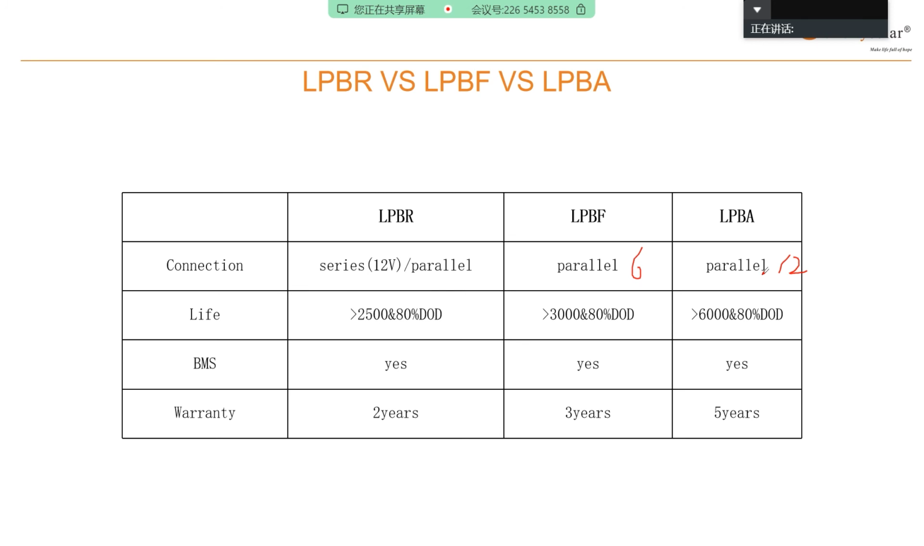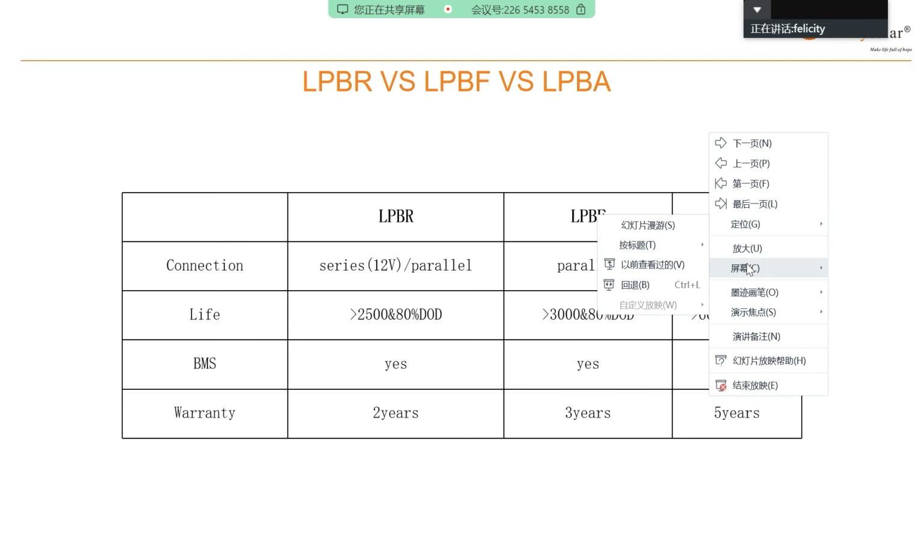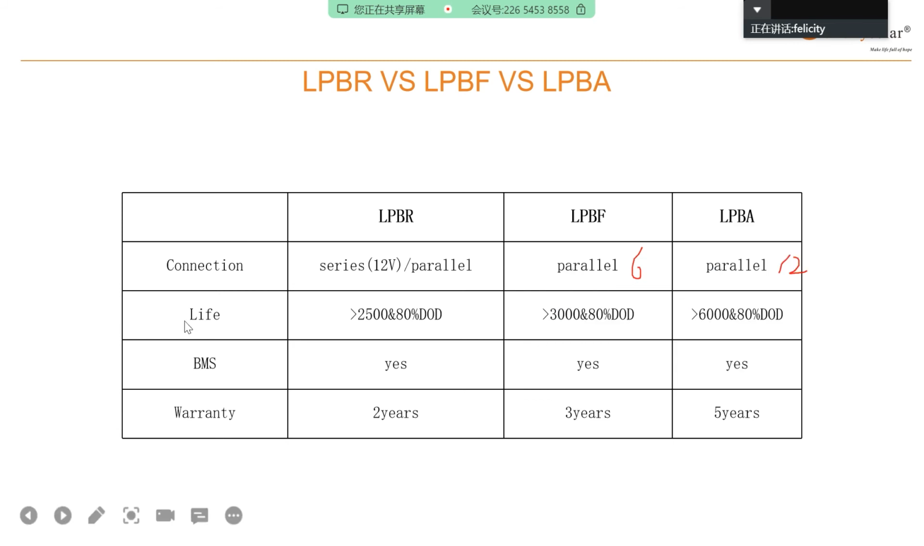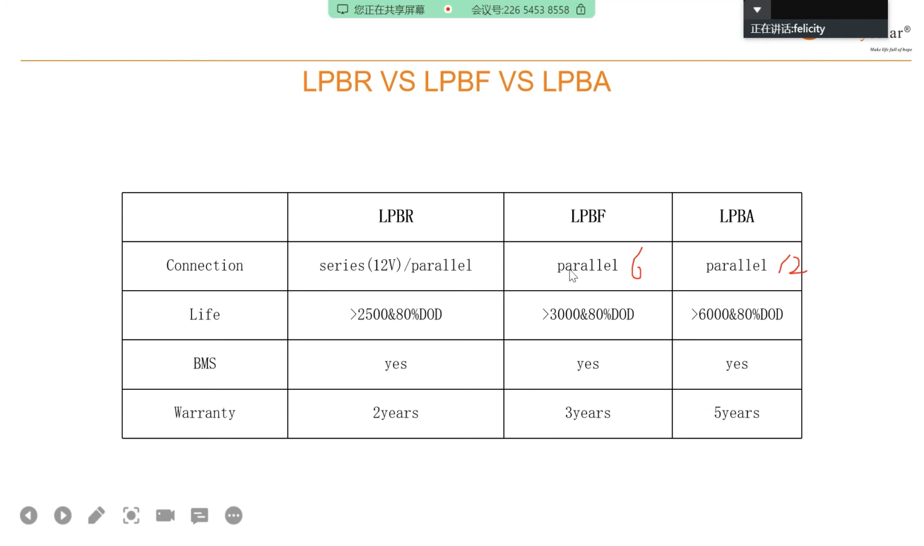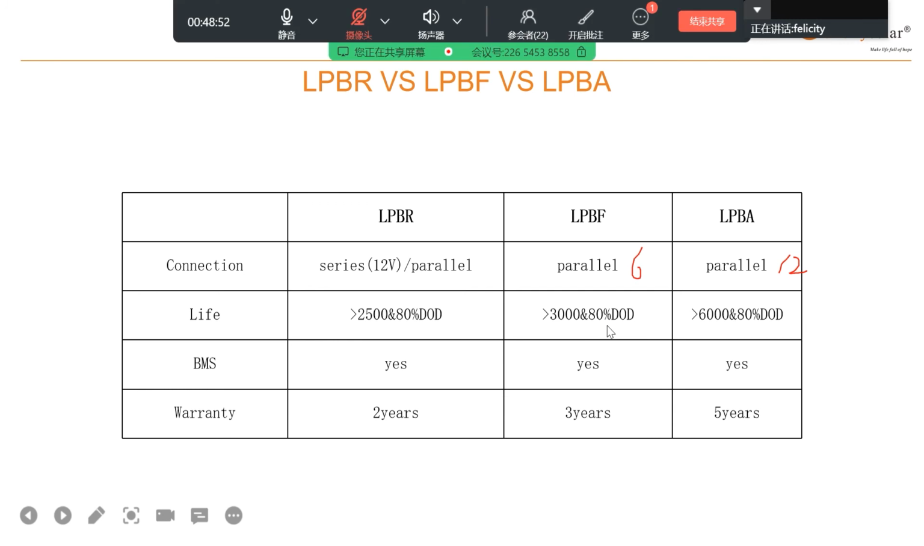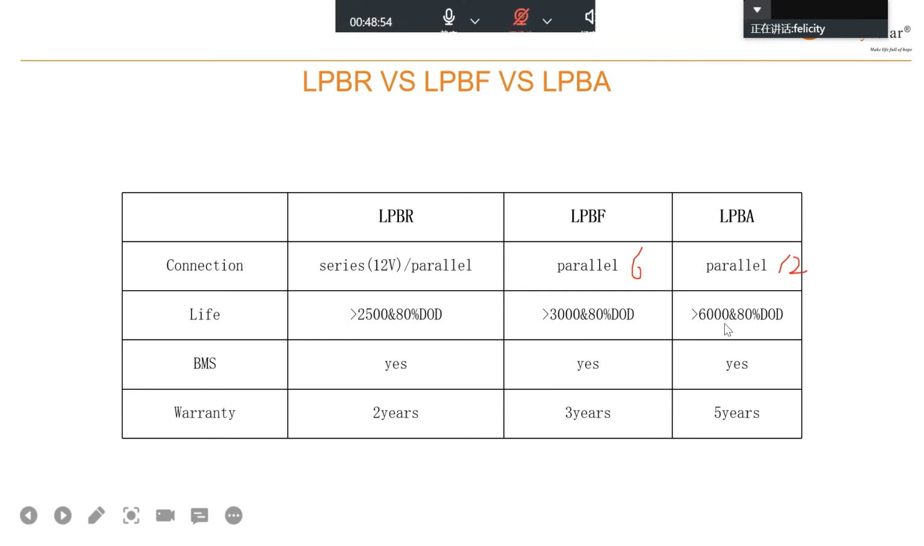The second one is life, the usage life or the cycle times. LPPR is more than 2,500 at 80% DOD, and LPPF is 3,000, of course at 80% DOD. LPPA is more than 6,000 at 80% DOD. For the built-in BMS, all of them have the BMS.